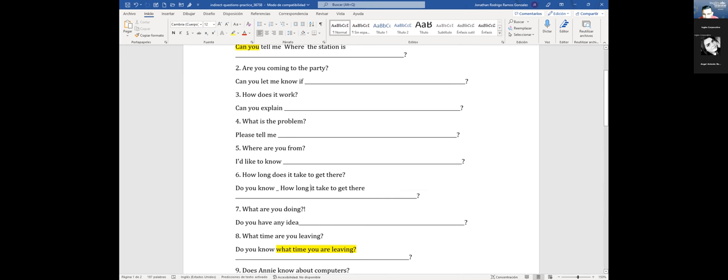Ahora, ¿qué le falta para que sea una oración simple? Si es tercera persona del presente simple, ¿qué le hacemos al verbo? Le falta la S. Exacto. How long it takes to get there. Do you know, ¿sabes? ¿Cuánto toma llegar ahí? How long does it take to get there?